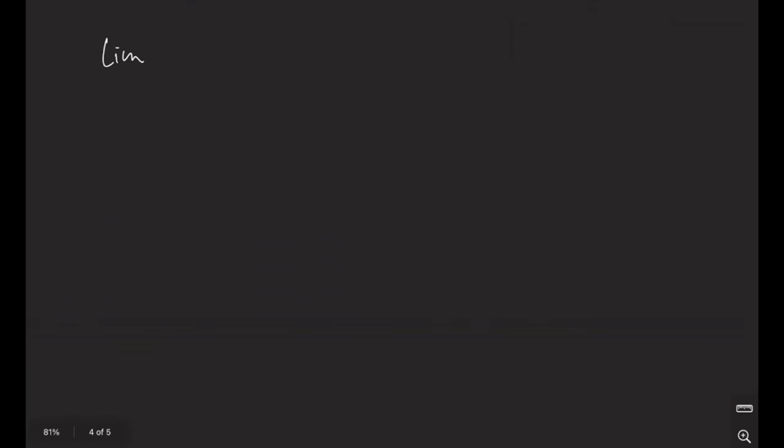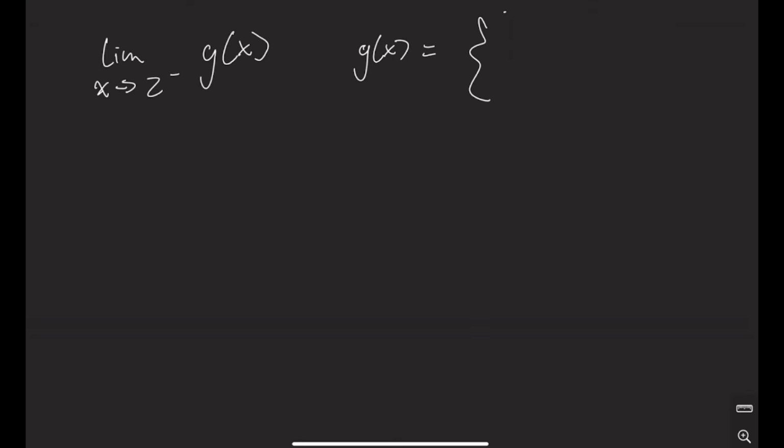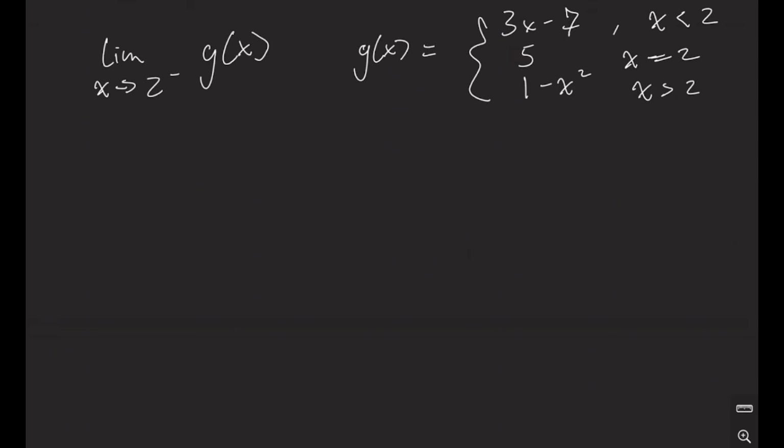Next, let's have another limit as x approaches, maybe we'll say 2 from the left, and then let's have a piecewise function. G of x is going to be equal to 3x minus 7, where x is less than 2, where it's constant 5 when x is equal to 2, and then maybe when it's greater than 2. Okay, so it says, what is the limit of this g of x function as x approaches 2 from the negative side or from the left?